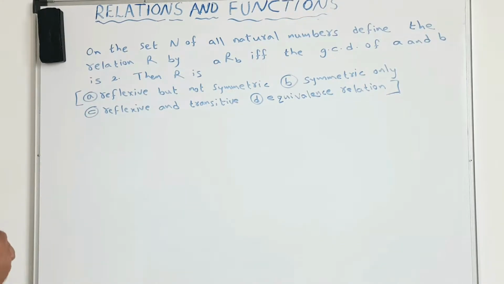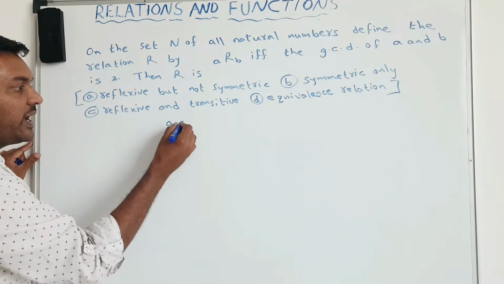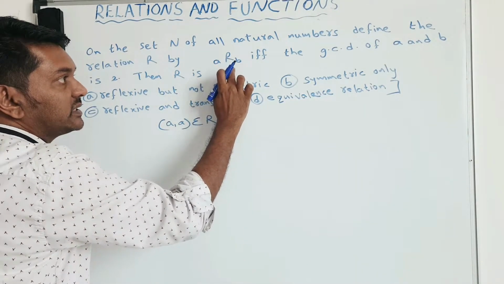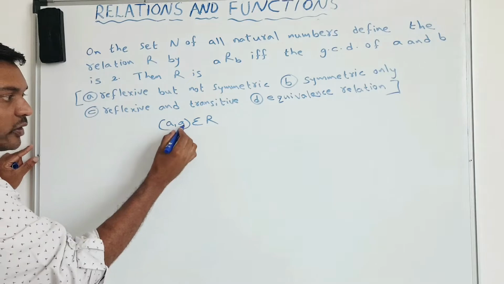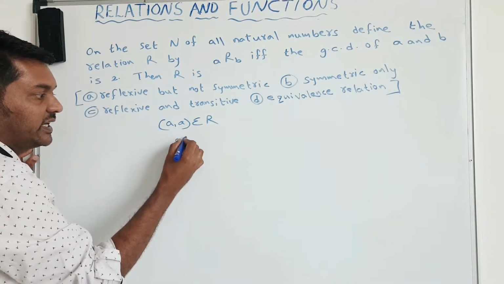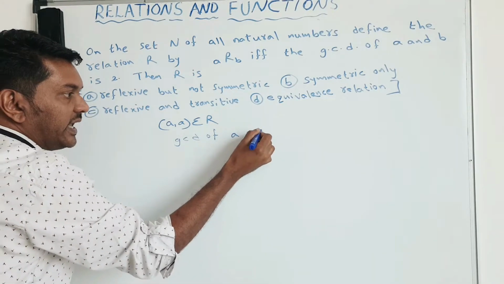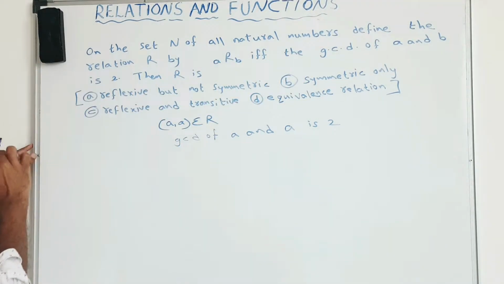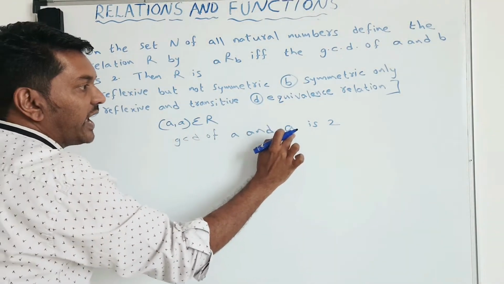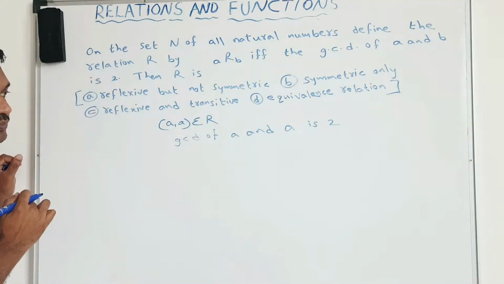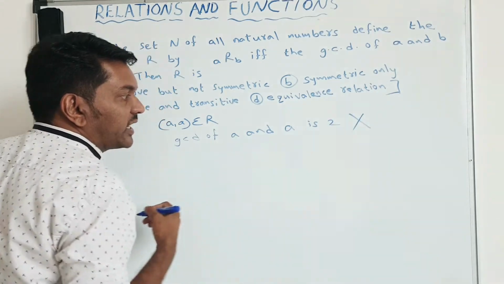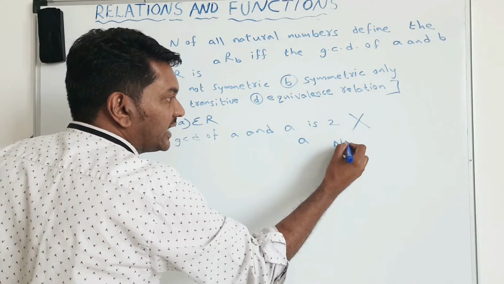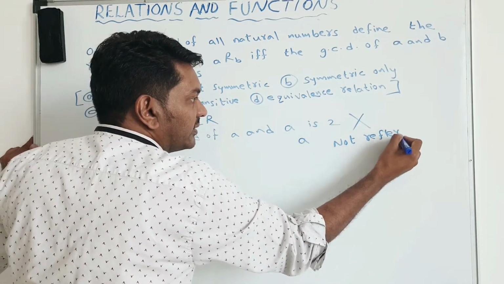First I will check whether it is reflexive or not. To be reflexive, A comma A should be an element of R. A comma B in R means the GCD of A and B is 2, as given. So A comma A in R means the GCD of A and A should be 2. Which is wrong. The greatest common divisor of A and A is the same number itself, A. So you can understand that it is not a reflexive relation.